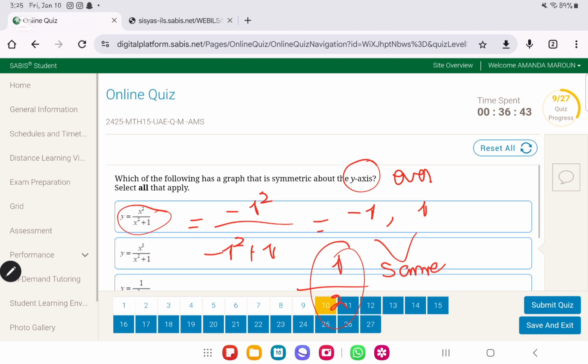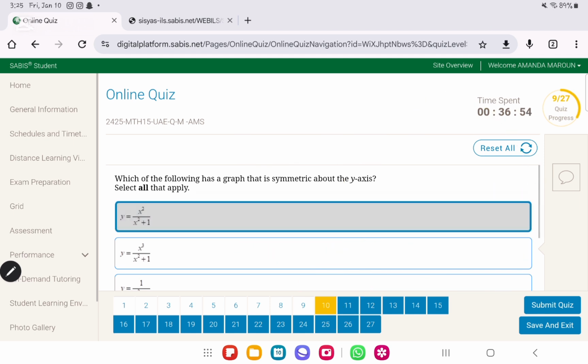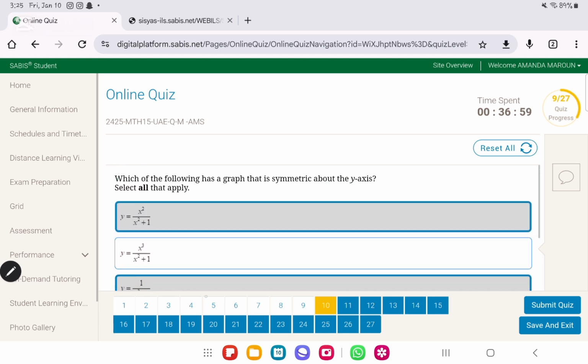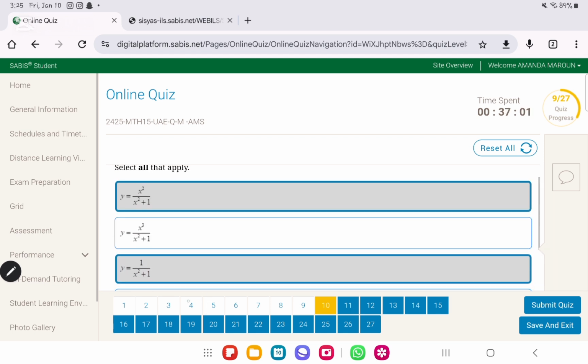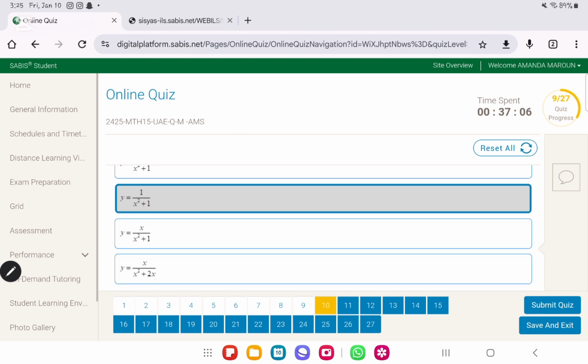However, if we substitute it, we get 1 squared divided by 1 squared plus 1, which also gives us 1 divided by 2. So since they are the same, that means it is even. So this is the first option. Now the second option is this one, and I think there are only 2 options for this one, if I'm not mistaken, which is only these 2 over here.